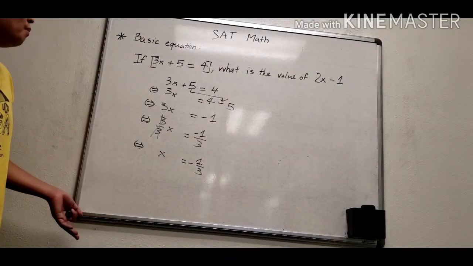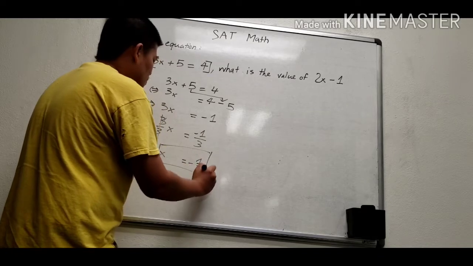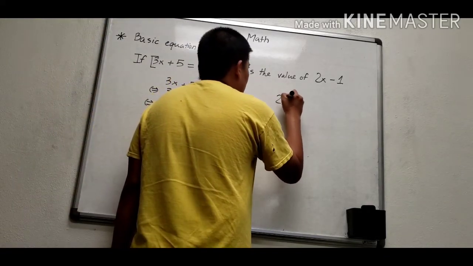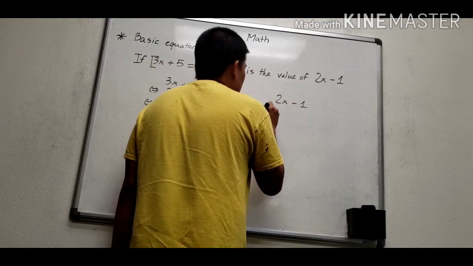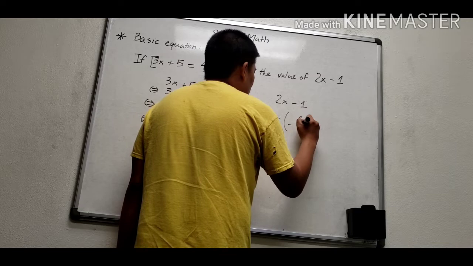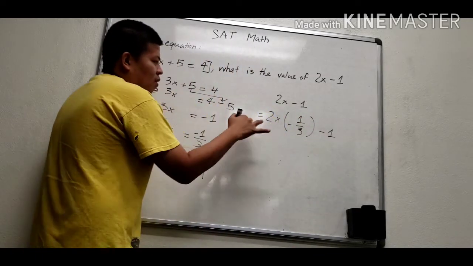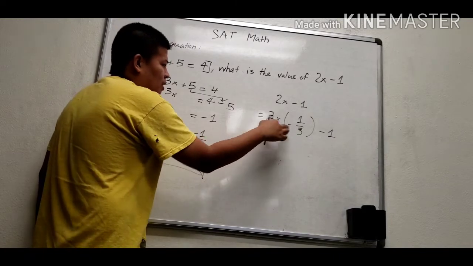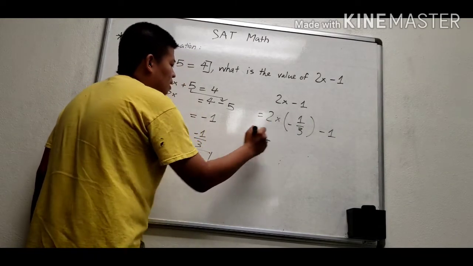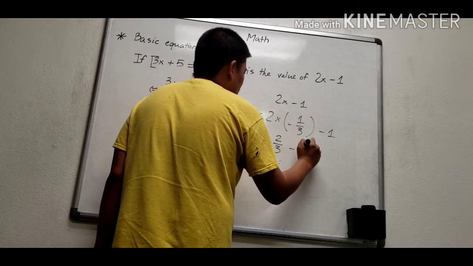That's the first step. After we got s equal to minus 1 over 3, we have 2s minus 1. 2 multiplied with minus 1 over 3. We know that a positive number multiplied with a negative number will become a negative number. And that's minus 2 over 3 minus 1.